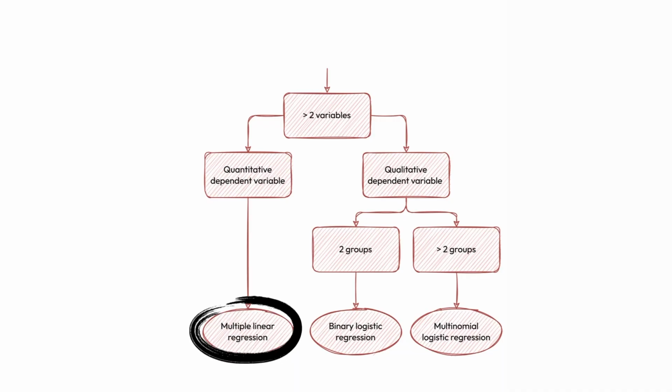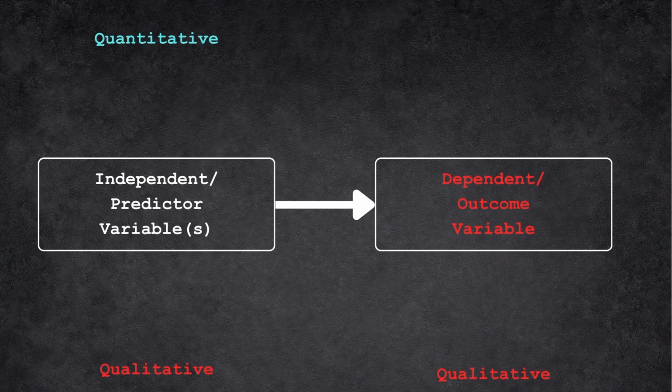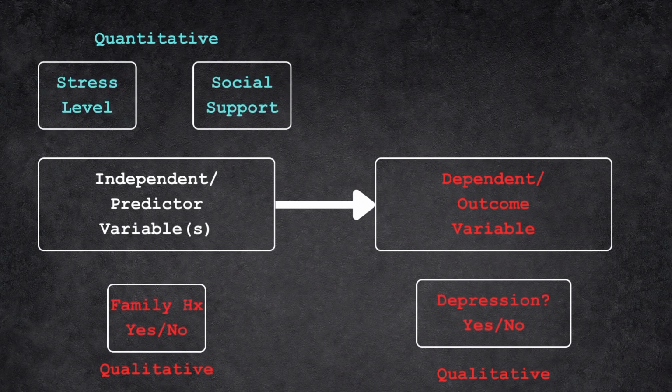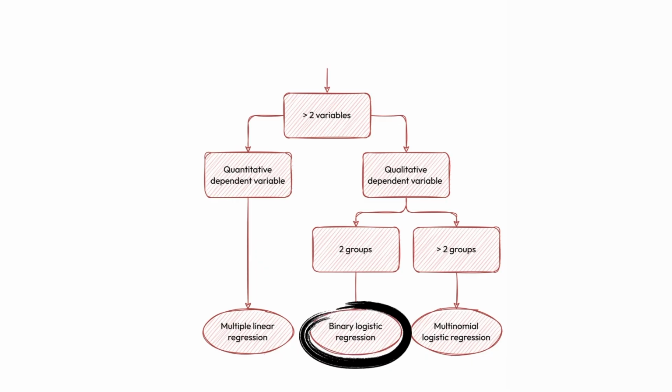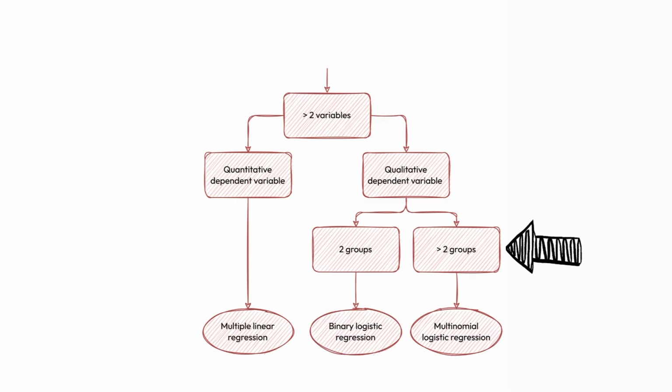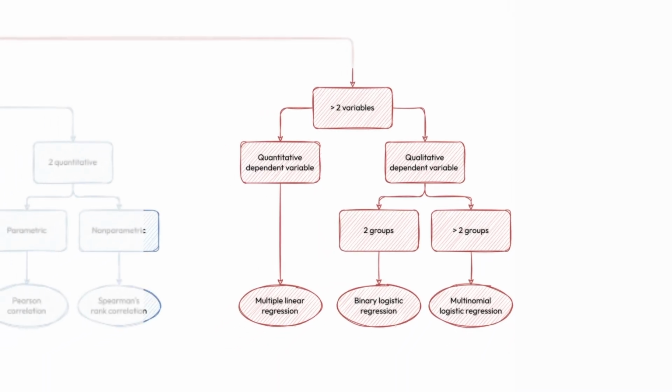a multiple linear regression. If your outcome variable is qualitative, like predicting whether someone develops depression, which is a binary yes-no, from a set of predictors like stress, social support, and whether or not a family member has depression, you'll run a logistic regression. Or you might be predicting three groups, like clinical depression, subclinical depression, and no depressive symptoms in the case of a multinomial logistic regression.